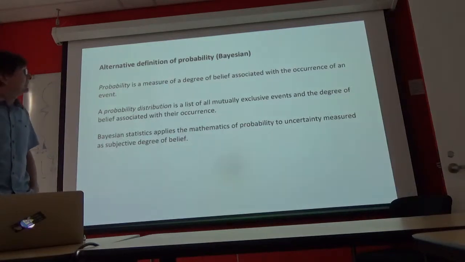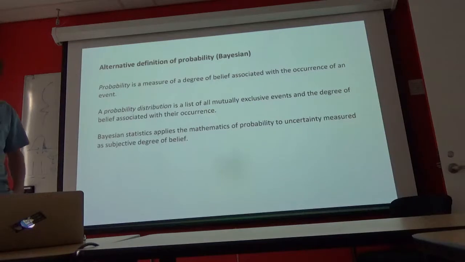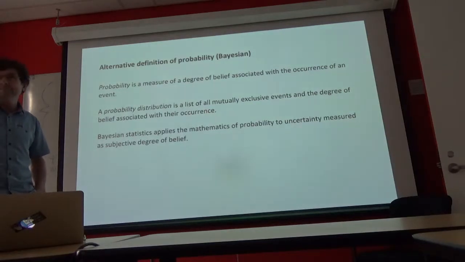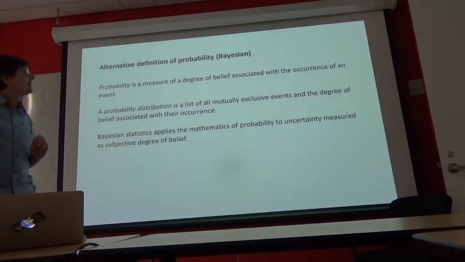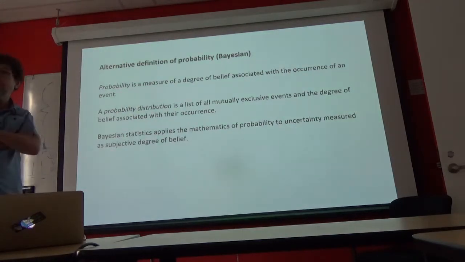So this is the alternative definition of probability. It's a measure of degree of belief associated with the occurrence of an event. Let that sit for a moment, and then I'll repeat it. I see faces scrunching. Probability is a measure of degree of belief associated with the occurrence of an event. And that's how Bayesian probability is defined and how it's modeled.